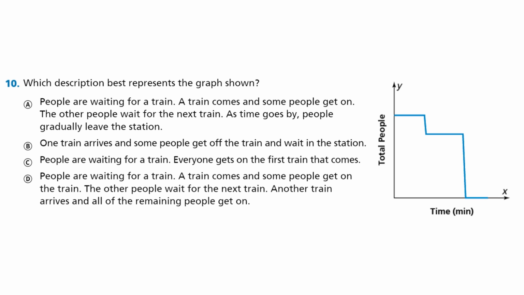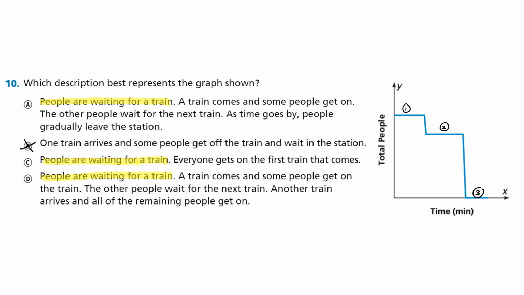Which description best represents the graph shown? So we can recognize here that there are 1, 2, 3 periods of constant time, meaning they are not moving. The total number of people is not changing. So people are not getting on the train, people are not getting off the train. It's just the same amount. So for that first section to be a constant amount of people, it's not going to be letter B, where one train arrives and some people get off the train. Because again, we have this constant amount of people. So A, C, and D all start with people are waiting for a train. So that's a good section for number 1.